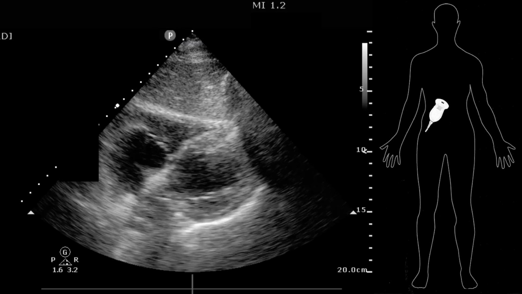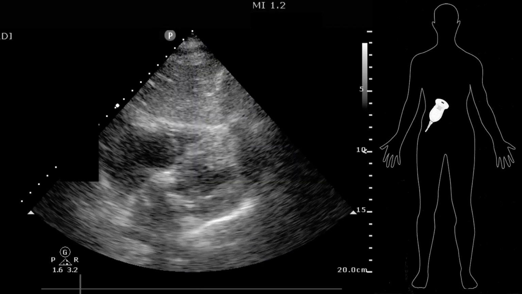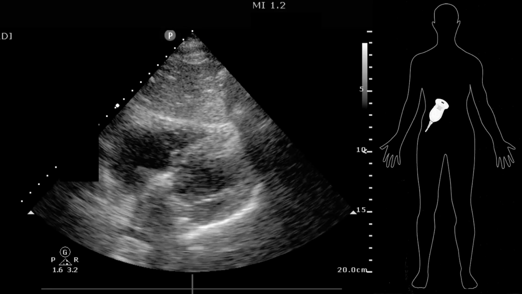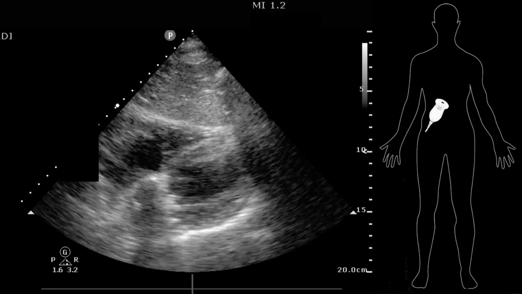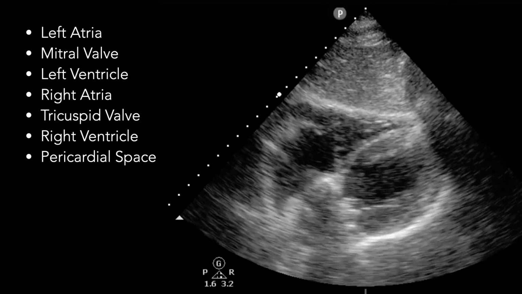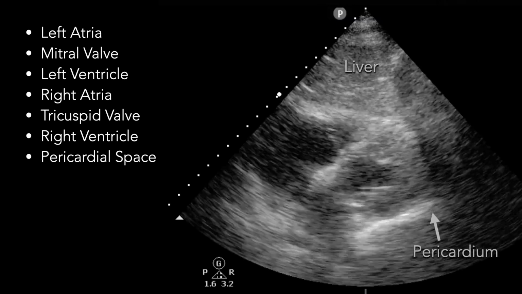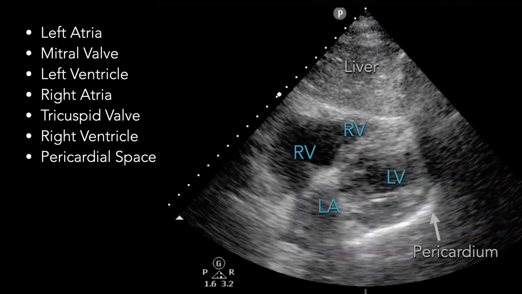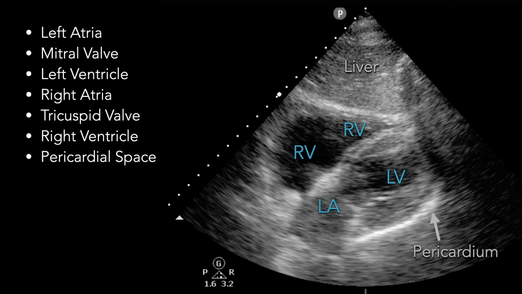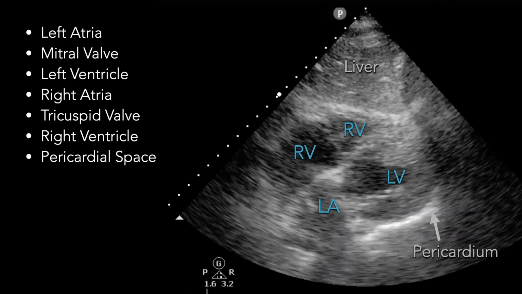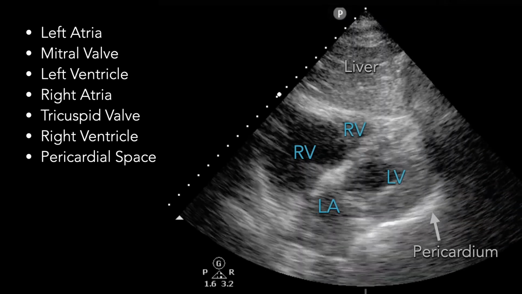You can see some of the atria depending on how you orient your probe in this particular window, and it's a good view to show you the pericardial space. And so a couple different anatomic things that we can see. In fact, I can put some labels on here, just like that. Left atria, left ventricle, right ventricle. Oops, I need to correct that, but it's right atria, right ventricle.